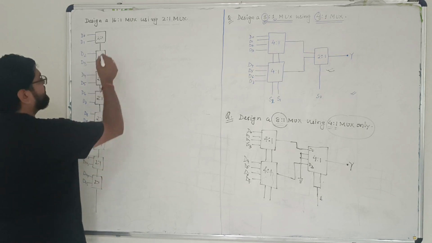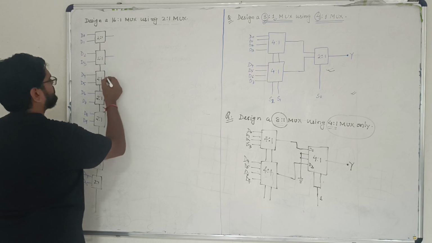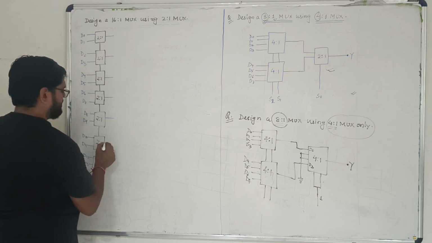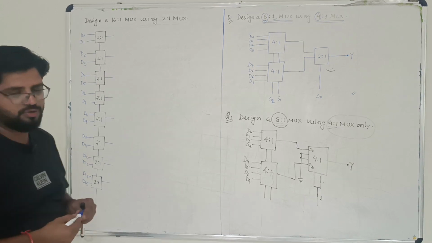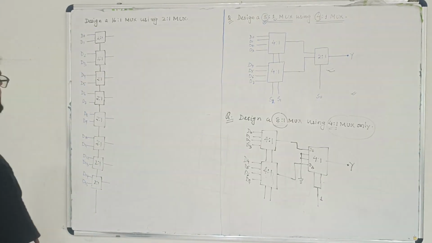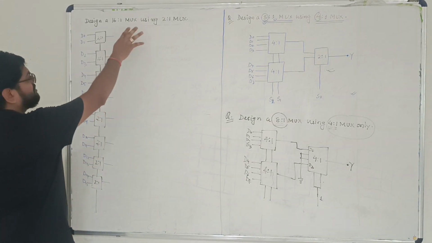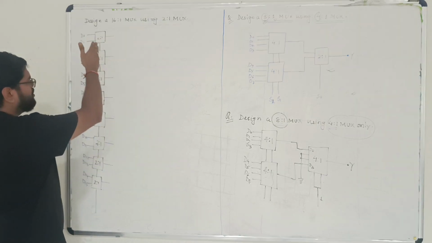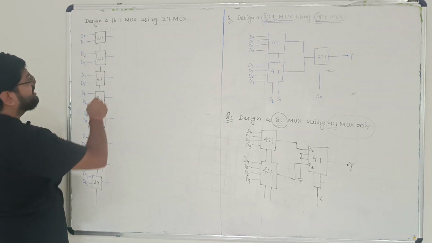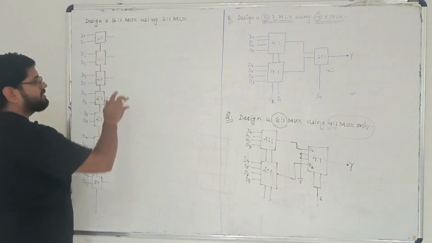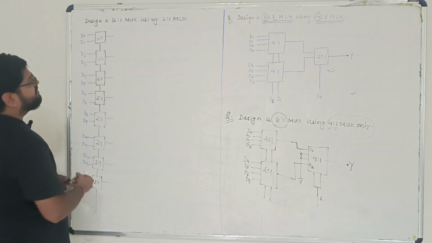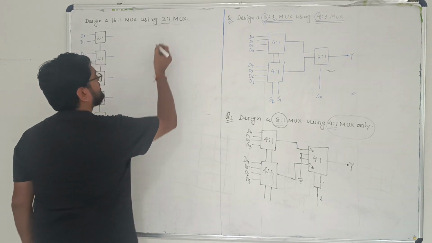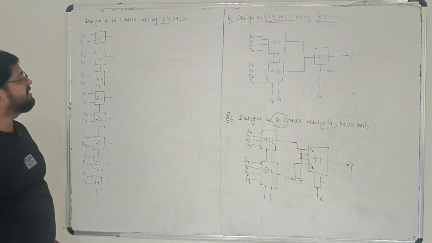Okay, now definitely all of them will have only one output. Once you have got only one output, the next thing you have to think about is the number of select lines. So you have only completed one select line, and in the design of a 16:1 multiplexer, how many select lines are required? 4 select lines, and we are having only 2:1 MUX, nothing other than that. We don't have any availability other than that.